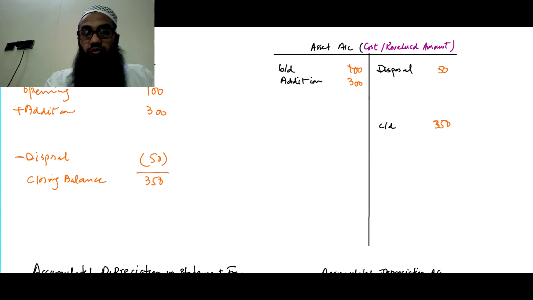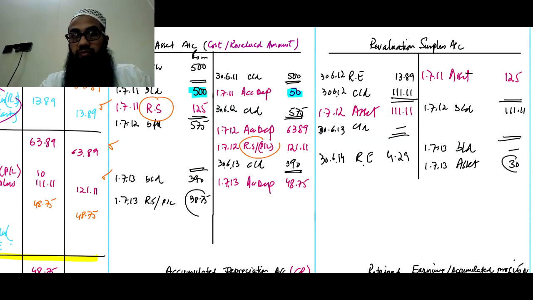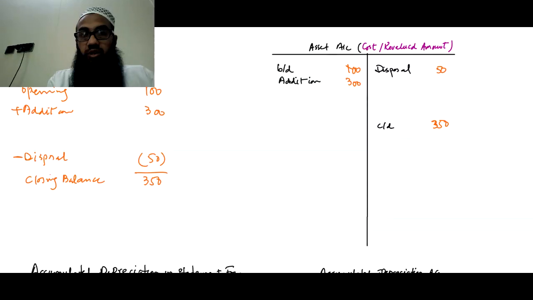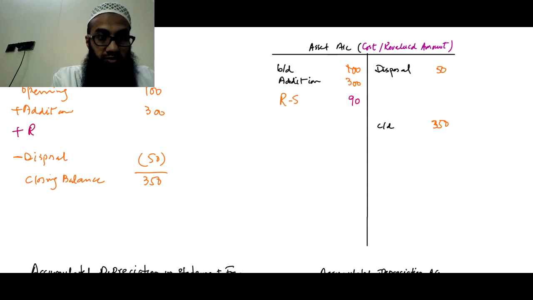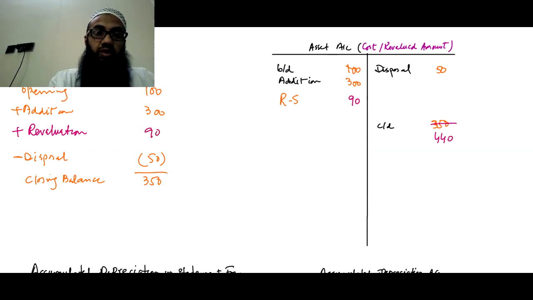Now we have seen that when revaluation came, asset is usually debited, or it could be credited, it could be added up or lessened due to revaluation. So if a revaluation increase came, revaluation surplus came out here, I'm assuming once again say $90. So here comes revaluation. Now this balance is not 350, but it is 440. If revaluation increase came, it would be 90 and its balance will become 440.